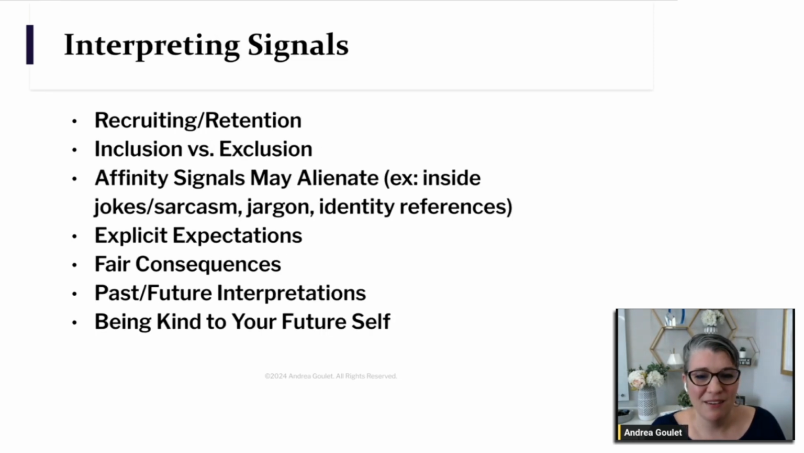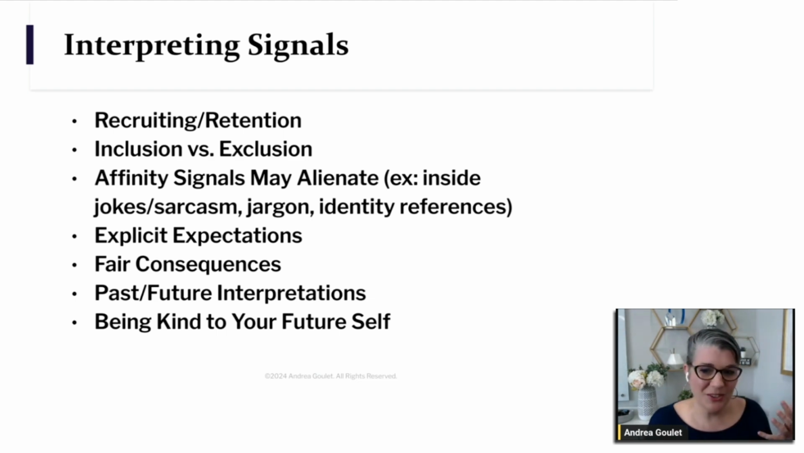And then finally, we have interpreting signals. So again, recruiting and retention. I'm currently, for the first time in a long time, looking for a new job opportunity. And so I'm very deliberate about the places where I'm going to apply. If they're sending signals, I'm like, I don't know, right?